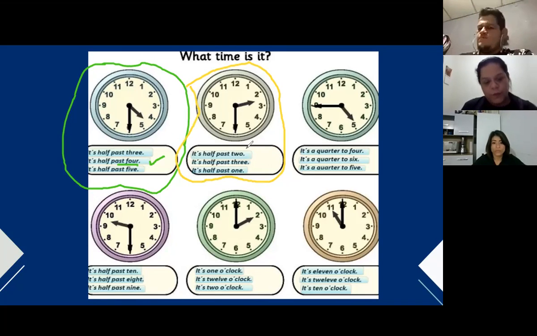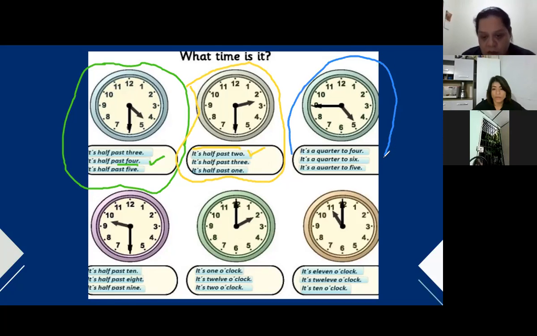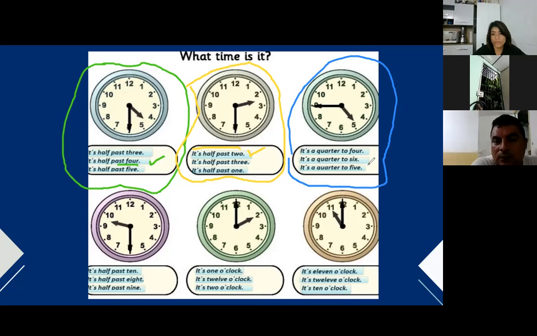It's half past two, right? Okay, look at that. So that is the correct answer. Okay, let's go with the next one. What time is it? The color blue. It's a quarter to five. Okay. Un cuarto a las cinco. Yes, right. It's a quarter to five.